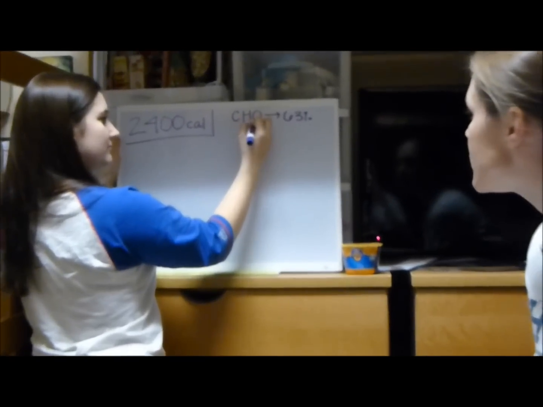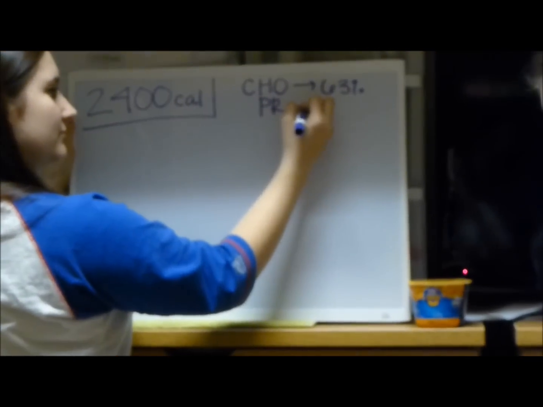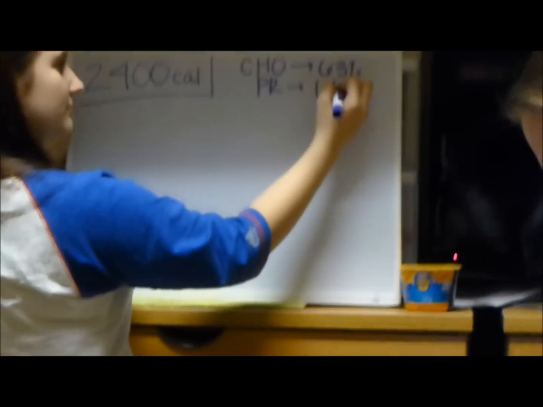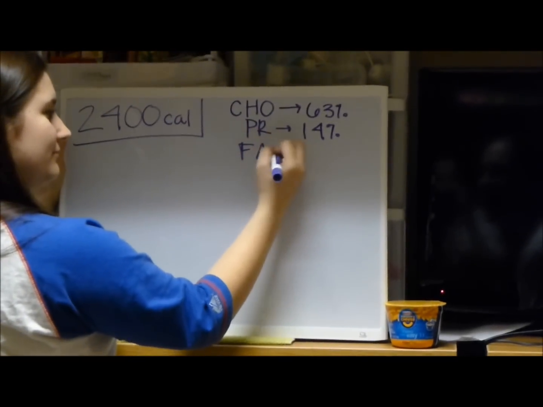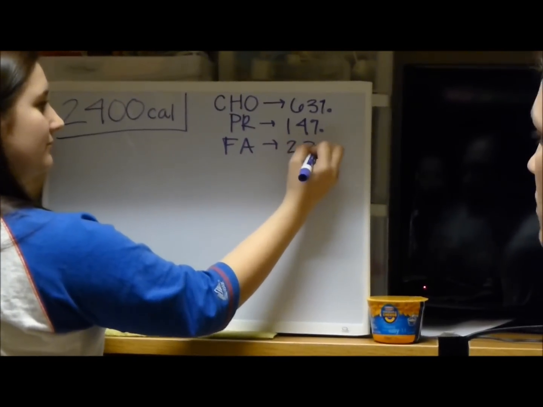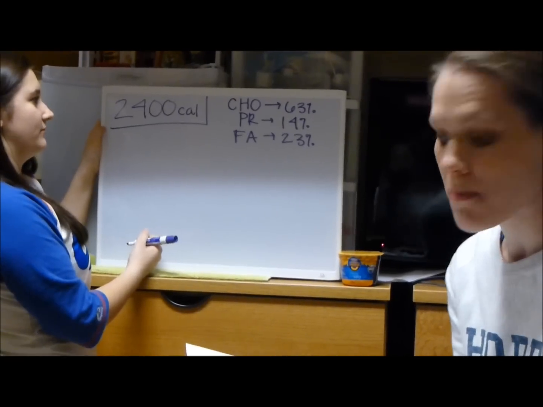So for carbohydrates, she's allotting 63% of her diet to carbohydrates. Protein, she is allotting 14%. And fats, she is allotting 23%. First, we're going to figure out carbohydrates.